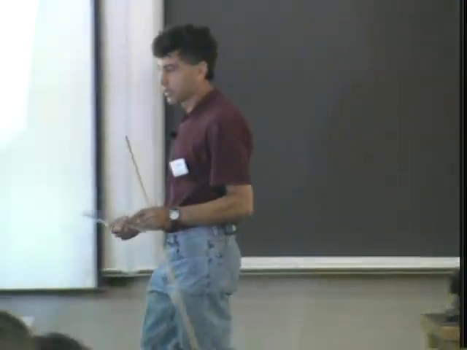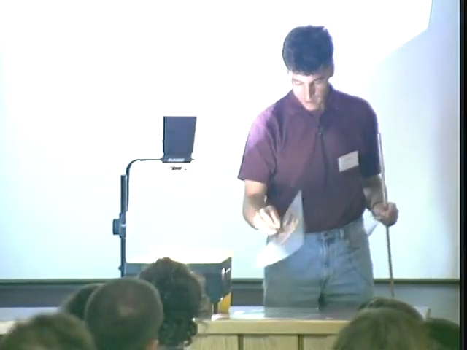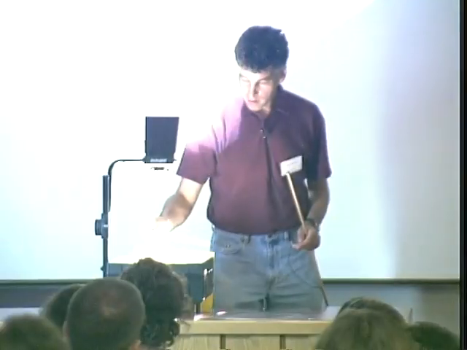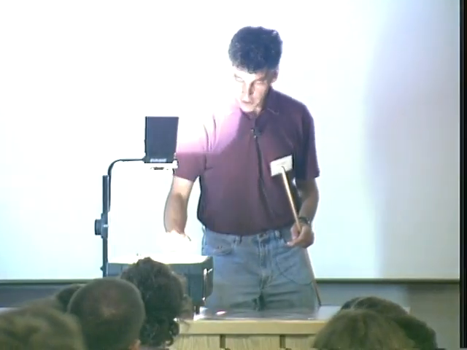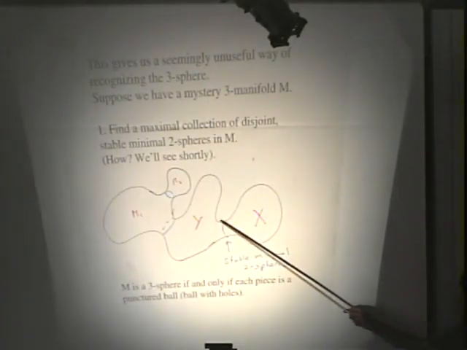The technical details are much harder in 3 dimensions, so it's a lot of hard analysis that goes into that. And we can use that as the basis of a 3-sphere recognition theorem. We start with a mystery manifold M. We cut it up along stable minimal 2-spheres, as many as we can find.